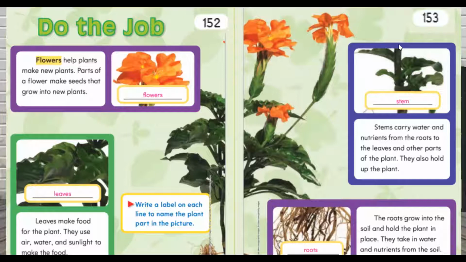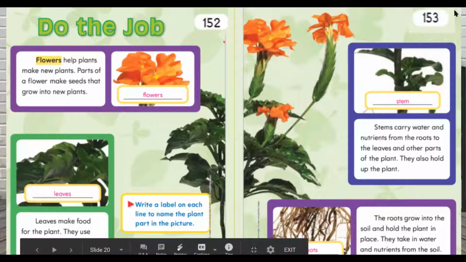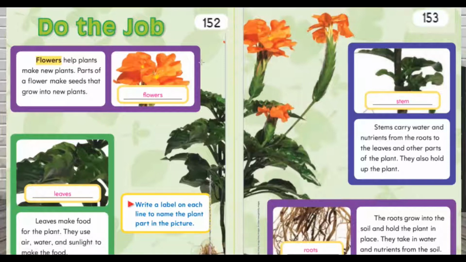We are studying science. Please, guys, I would like you to open to page 152 and 153. You can find the page number over here on the top of my screen. Okay, so it's here, 152 and 153. Okay, guys? Okay, good.